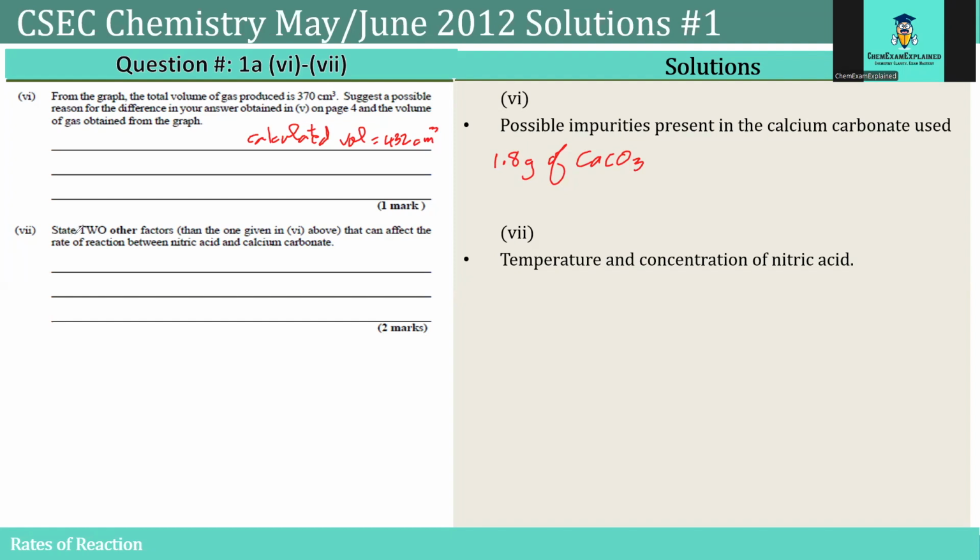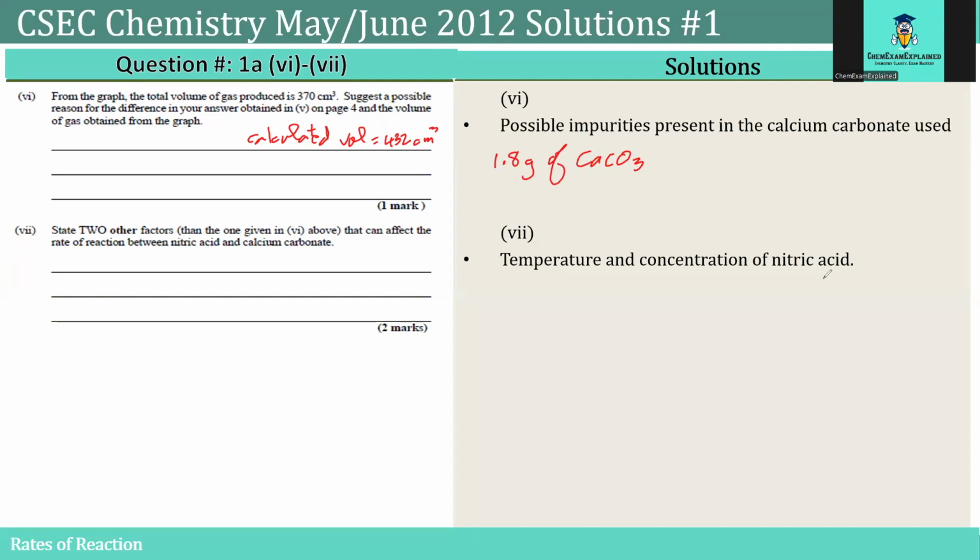Part 7, state 2 other factors than the one given in part 6 above that can affect the rate of reaction between nitric acid and calcium carbonate. So we know that you have several factors that can affect the rate of a reaction. So 2 others, apart from the one given in part 6, could be the temperature as well as the concentration of nitric acid.